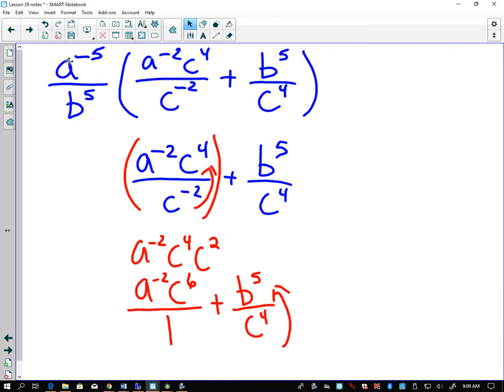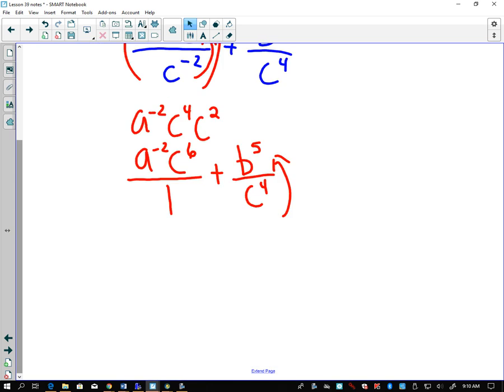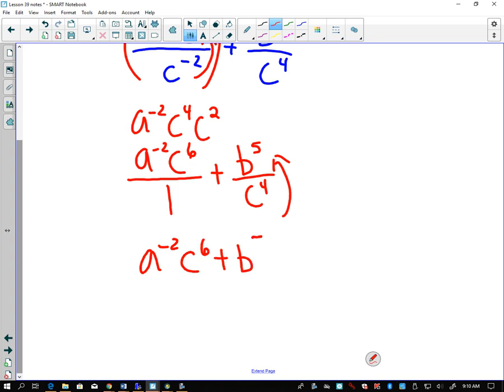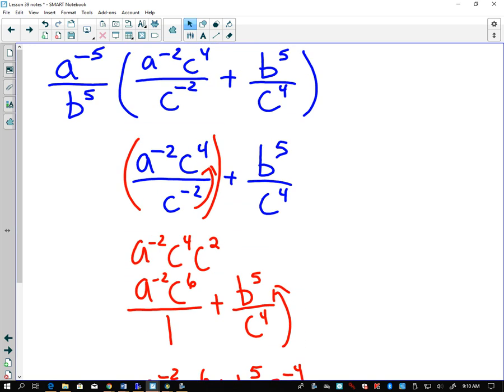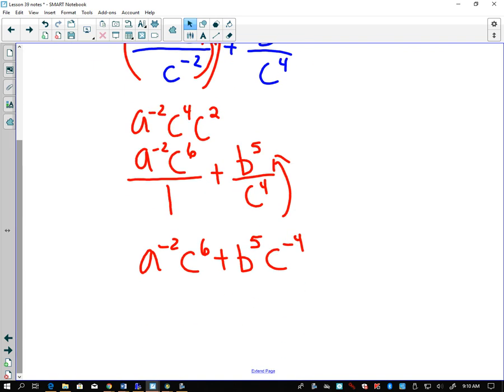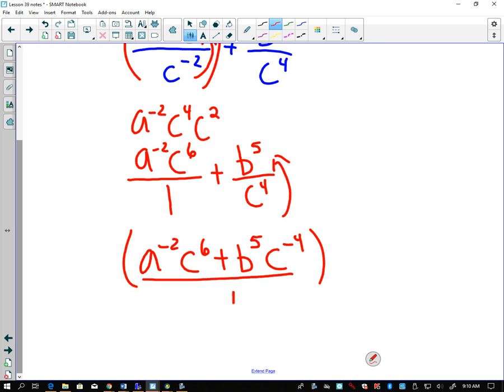Okay, that's completely legitimate. As I begin to rewrite this, I'm getting a to the negative second, c to the sixth, plus b to the fifth, c to the negative fourth. Is that correct? Okay. So that basically replaces everything that I had inside the parentheses up here now, right? Okay. So now I am multiplying all of this. All of that is over 1, by the way. And I'm multiplying that by a to the negative fifth over b to the fifth.